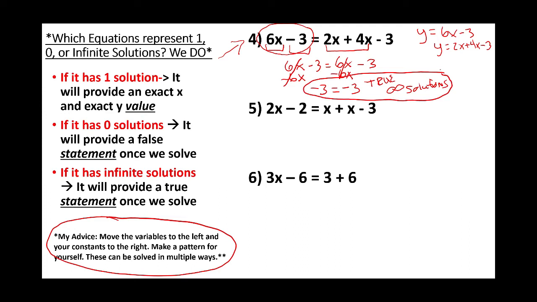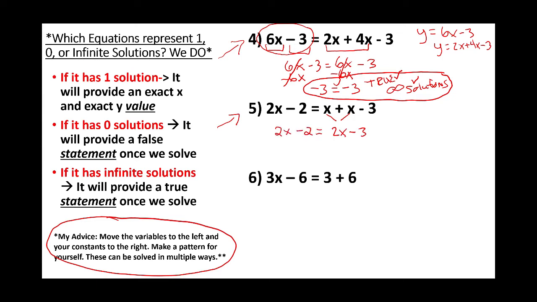See what I'm circling? I'm circling my statement, -3 equals -3. I'm circling what kind of statement it is, a true statement, and the number of solutions. All right, let's look at number 5. My left is simplified, my right is not. So 1x plus 1x is 2x. Now bring everything down.